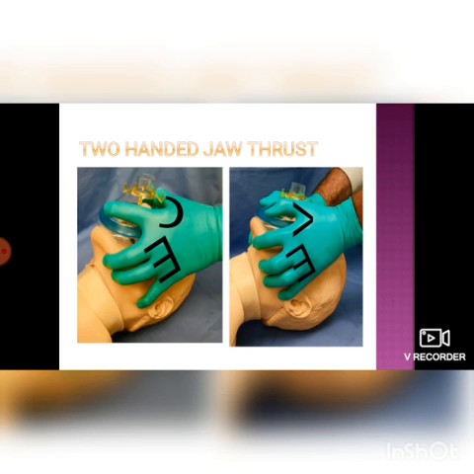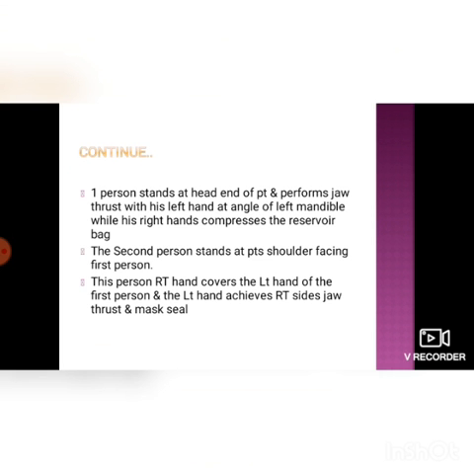Next is the two-hand jaw thrust. One person stands at the head end of the patient and performs a jaw thrust with his left hand at the angle of the mandible, while his right hand compresses the reservoir bag. The second person stands at the patient's shoulder facing the first person. This person's right hand covers the left hand of the first person, and the left hand achieves the right-side jaw thrust and mask seal.